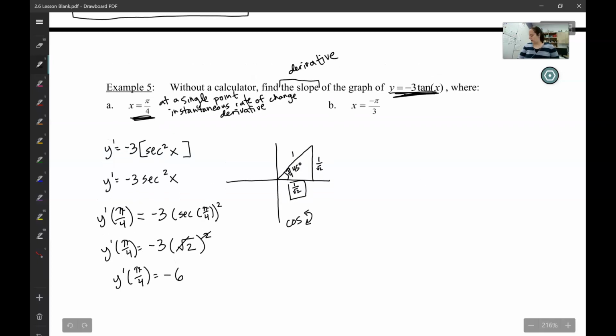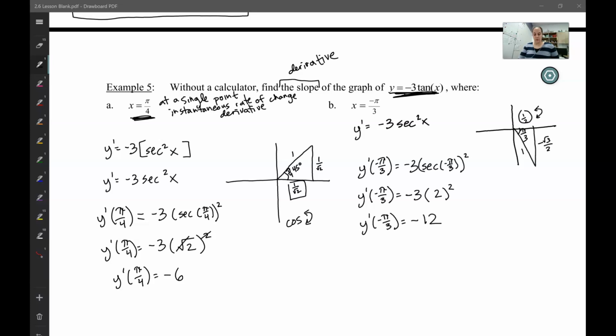Now I want you to try the same thing for -pi thirds. Y prime is still going to be -3 secant squared of x. But now you've got a new spot on your unit circle. -pi thirds, remember negative simply means clockwise. So we're going to go clockwise pi thirds. And you're going to label that out, plug it in, and simplify it. So pause the video, try to figure that out, and then come back and see how you did.